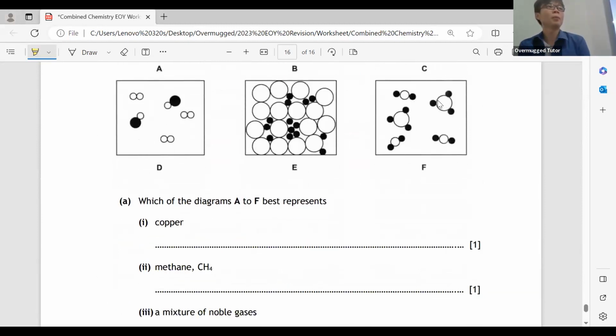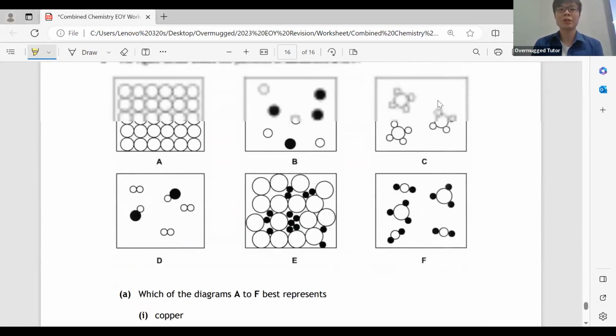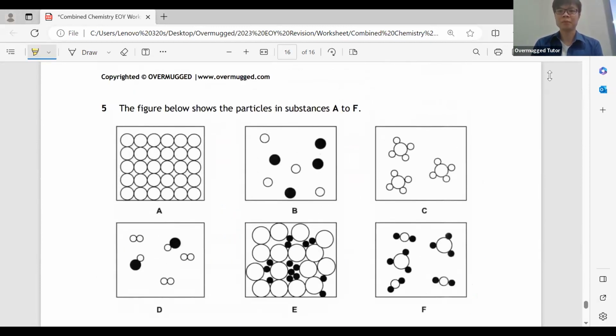Okay, what do y'all know about copper? Copper is a metal, it exists as a solid. Right, so which one looks like a solid and which one is an element? It'll be A. Right, solid state particles are closely packed, in regular arrangement.